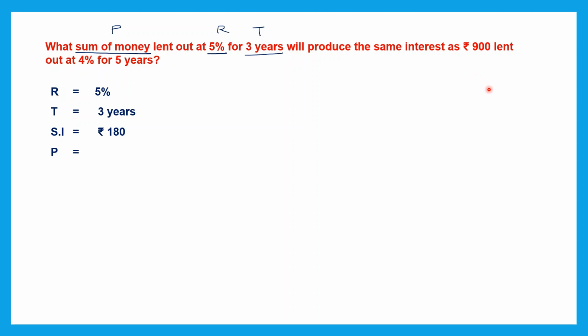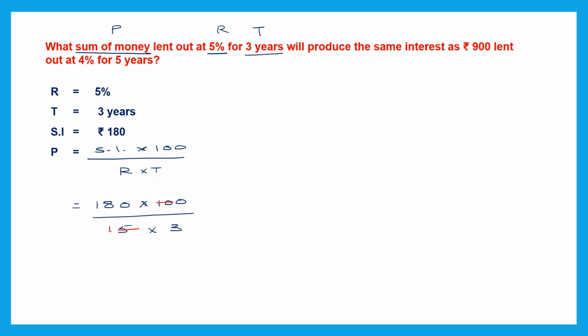Then now we have to find principal. And the formula to find principal is simple interest into 100 divided by R into T. So let's do this. So here simple interest is 180 rupees. We are multiplying this by 100. Then we are going to divide this by rate, which is 5%, into time, which is 3 years. Now let's cancel what we can. We can cancel 5 and 100.